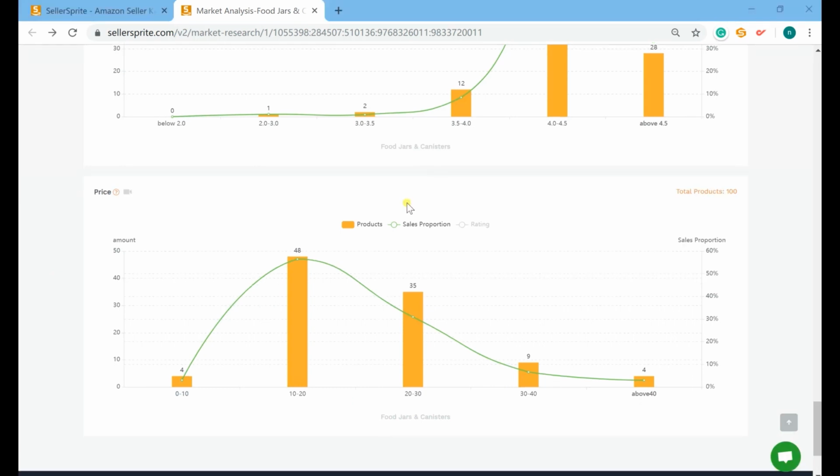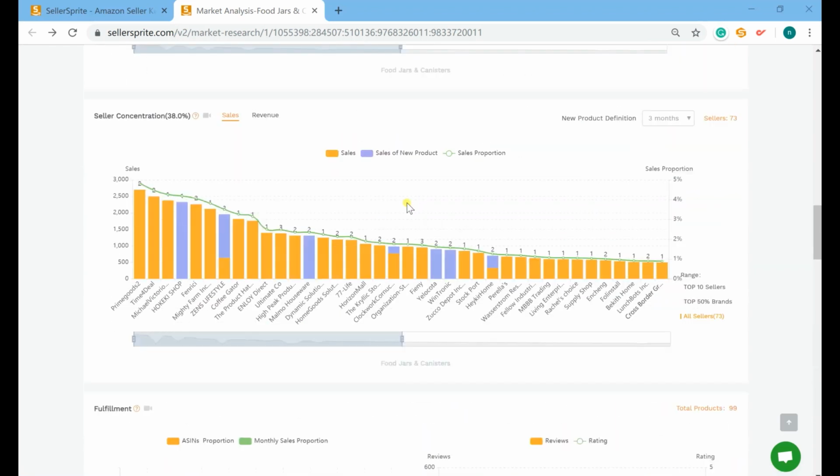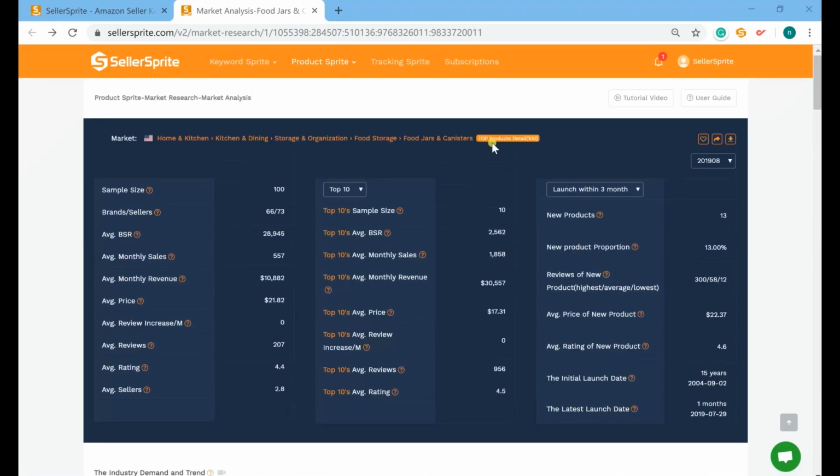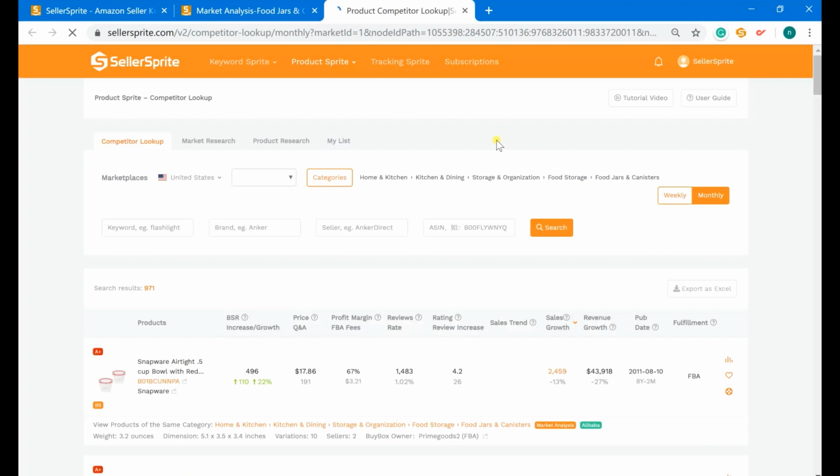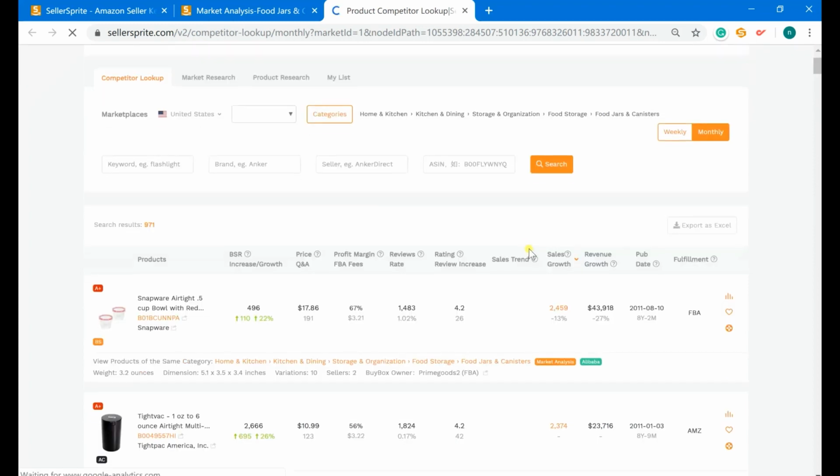Part 4. Listing making reference and profit calculation. After deciding the price range that you intend to enter, you can scroll up to the data overview and click Top Listing Details. It will take you to the tool Competitor Lookup. This tool shows you details of the top products in the category. The products are sorted by monthly sales volume descending by default.